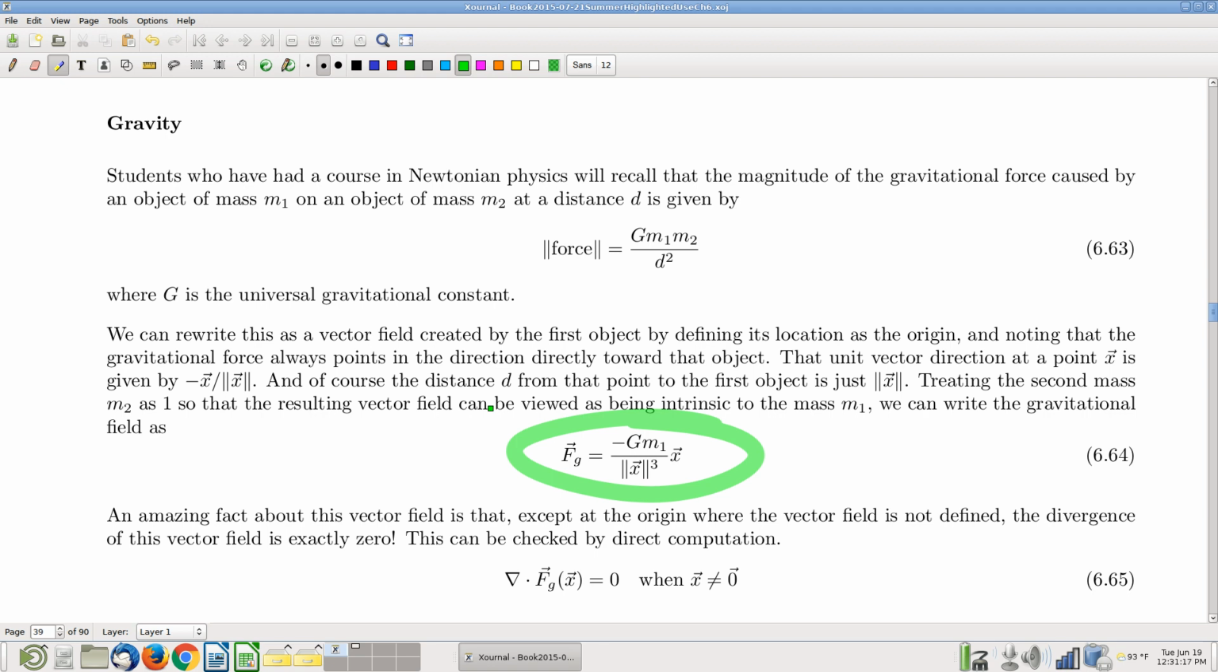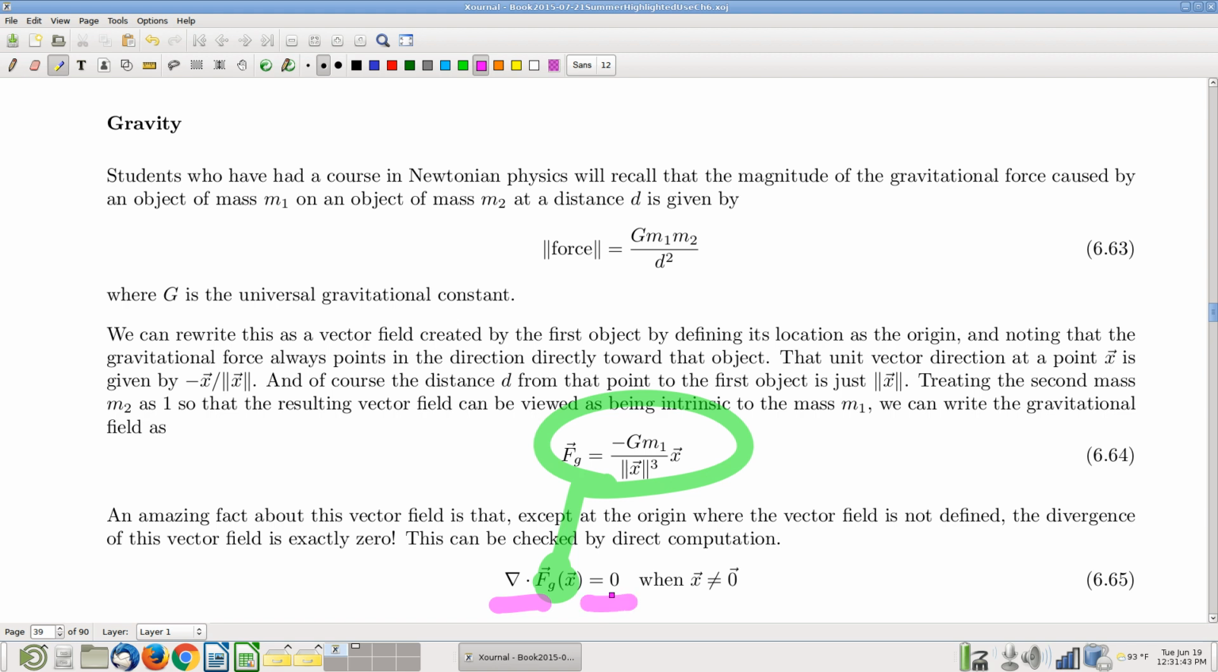Okay. And we talked last time about how there is a cube in the denominator. Seems surprising, but that's actually consistent with the inverse square formula above. All right. So the very last observation we made was that, amazingly, this formula has the feature that its divergence is 0. It's a really surprising fact.